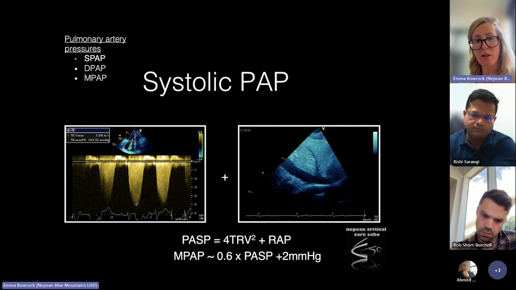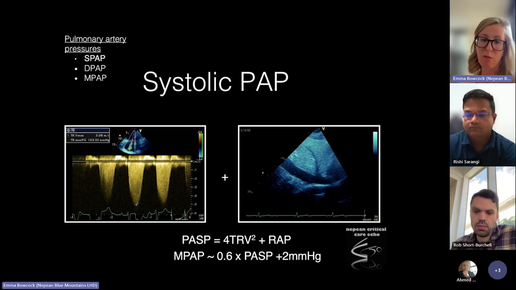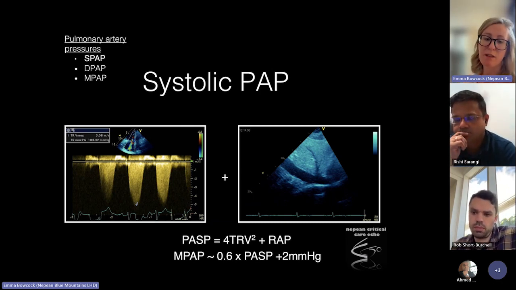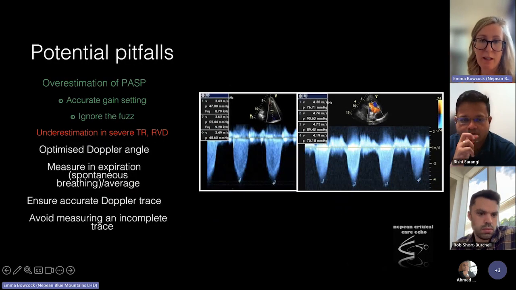And because your mean and systolic and diastolic pressures are all linearly related to the elastic properties of your pulmonary circulation, you can quite accurately tell what the mean pulmonary artery pressure is from your systolic pulmonary artery pressure by multiplying by 0.6 and then adding on, depending on what you read, 1.75 to 2 millimeters of mercury. So at the bedside, I just multiply by 0.6 and that gives me an estimate of the mean pulmonary artery pressure. Unlike the systemic circulation where they're not linearly related. Of course, with everything, we can get it wrong. And if we've got our gain settings up too much, we're going to be fuzzy.